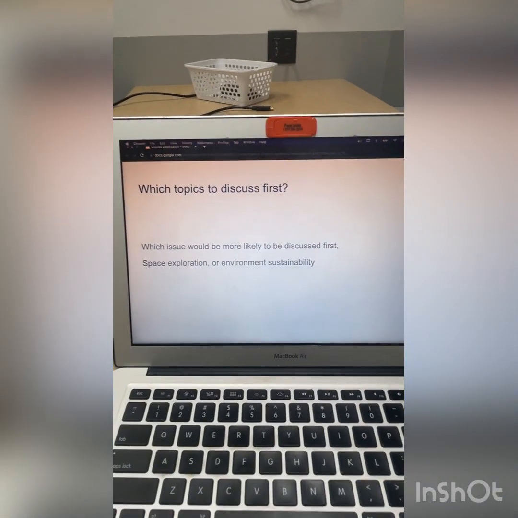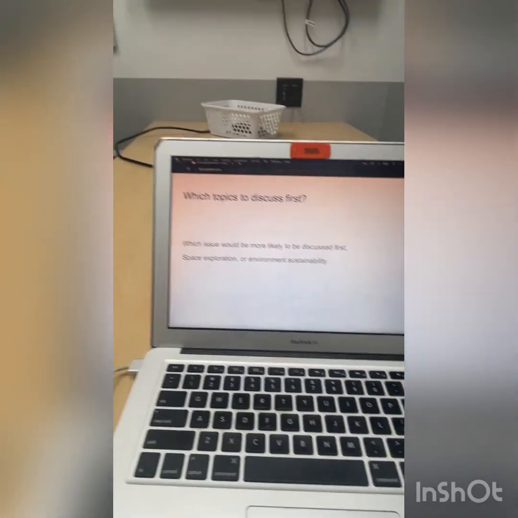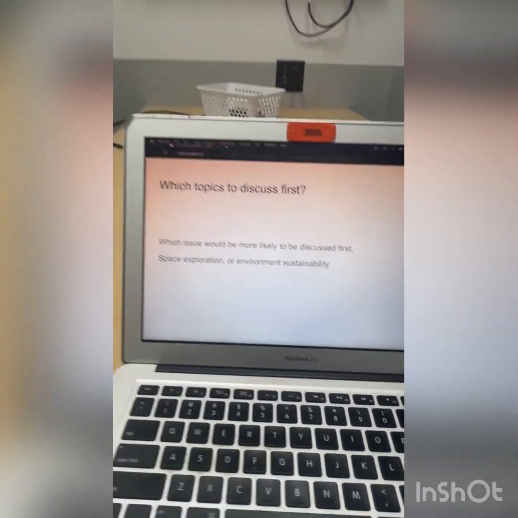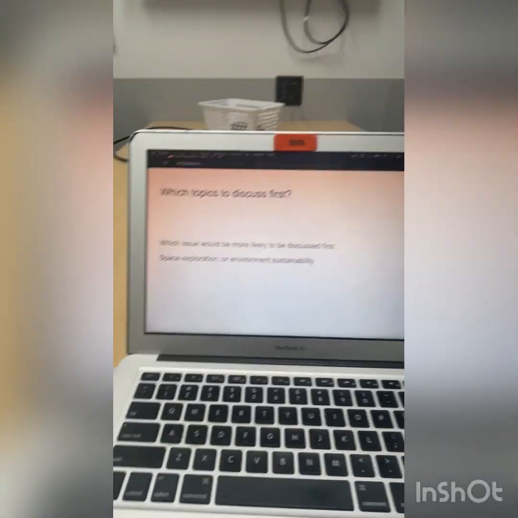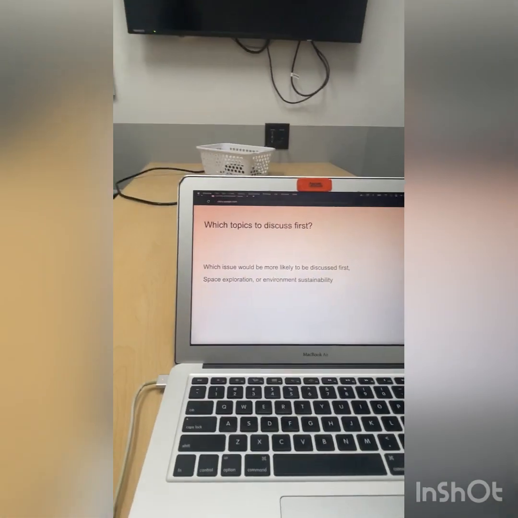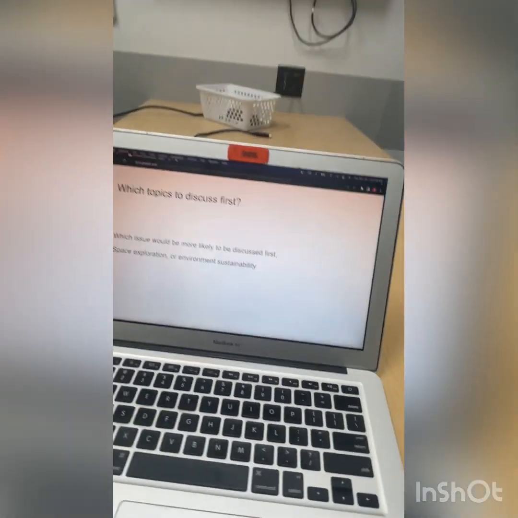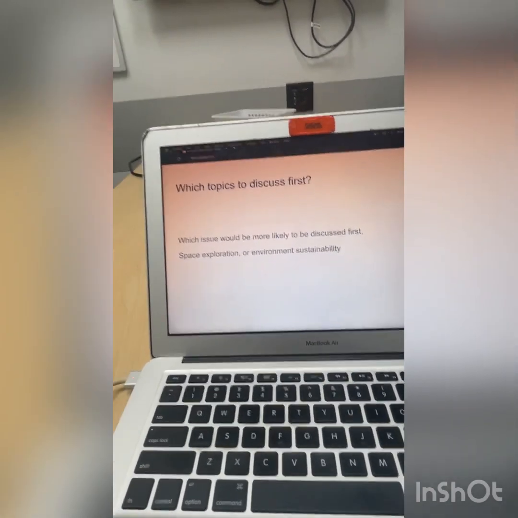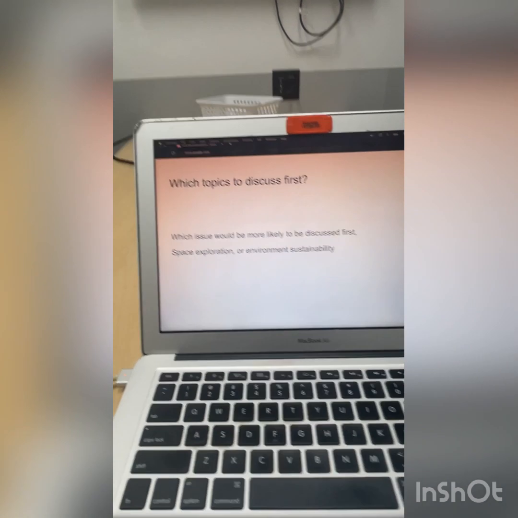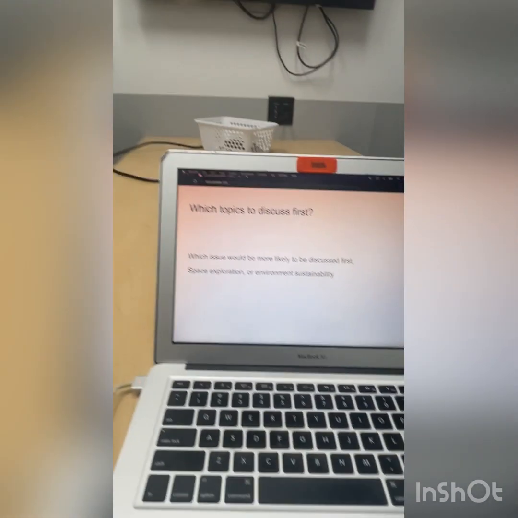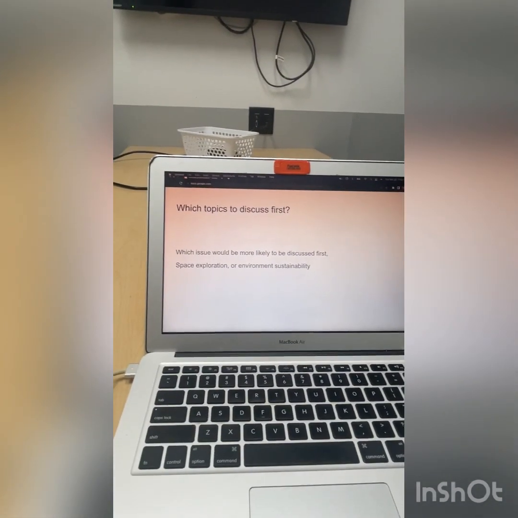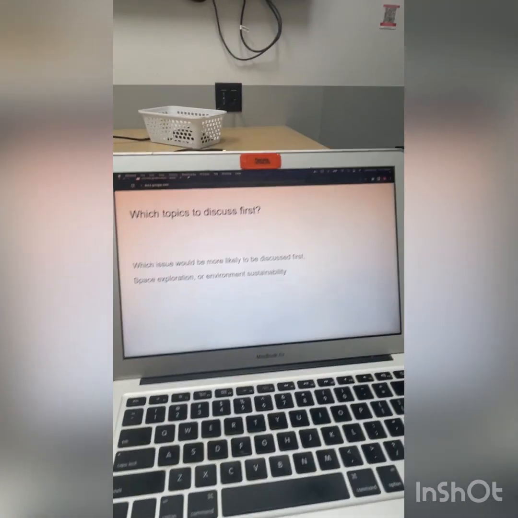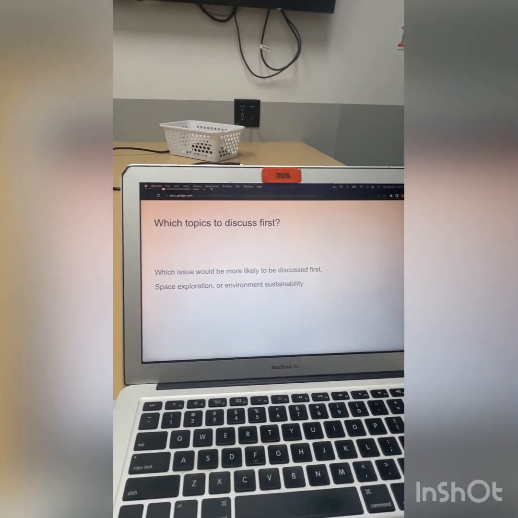Would you discuss space exploration, or would you discuss environmental sustainability? Well, the answer is environmental sustainability. The reason is that it's in order of most destructive to least destructive. Because environmental sustainability has irreversible changes, that is more destructive than space exploration, which can be done at any time. Environmental sustainability has lasting impacts that can affect the future of the debate, and so you need to tackle that issue first.